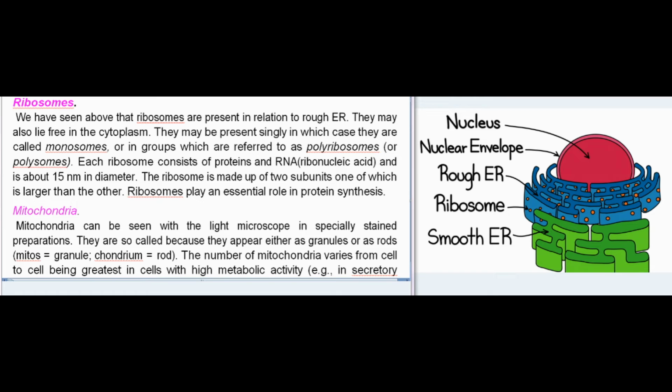The ribosome is made up of two subunits, one of which is larger than the other. Ribosomes play an essential role in protein synthesis.